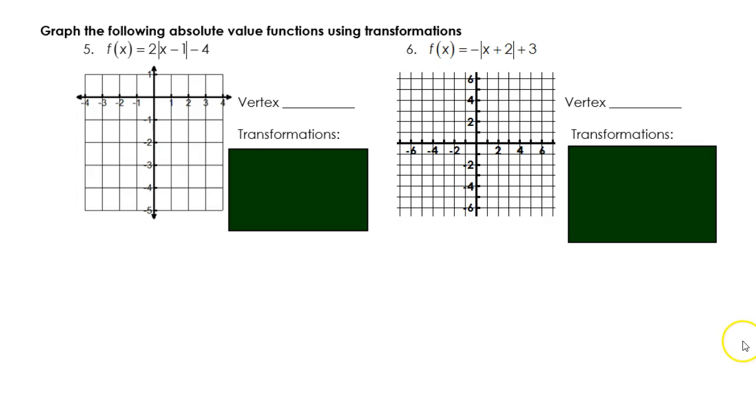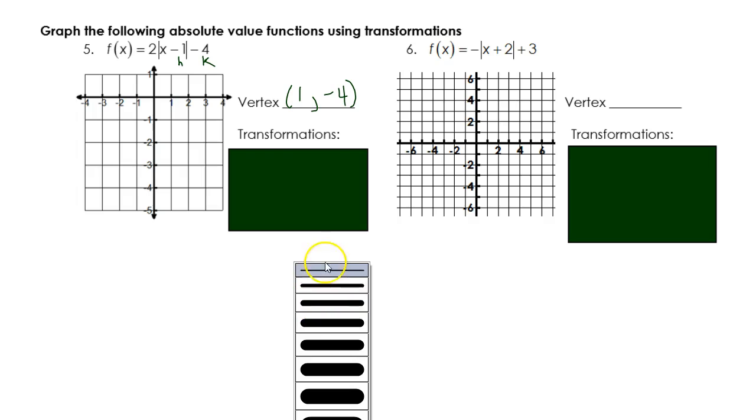Let's talk about what they look like on the graph, and we'll use the vertex and the transformations in order to get our picture. So first, the vertex. Remember, the H comes from the part inside, and the K comes from the part outside at the end. And the inside part is opposite, so the H is actually going to be +1 for the vertex. And the K is exactly what you see. It's going to keep its sign, so it's going to be -4. So our vertex is at 1, -4.